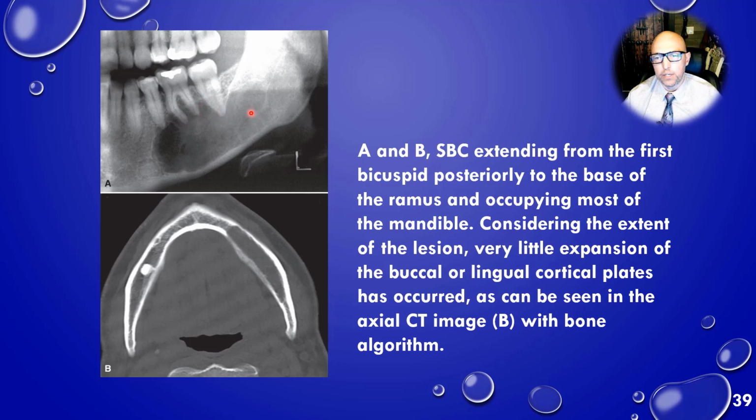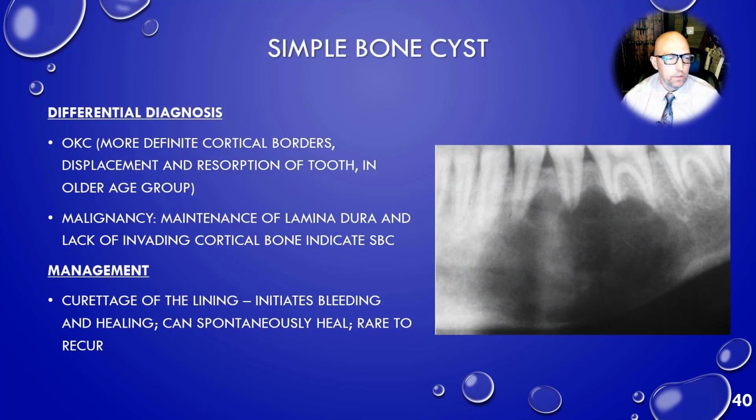Harder to differentiate that in a panoramic radiograph than it is in a periapical where you have better resolution. You can see that lamina dura better. All right, so we talked about differentiating from an OKC. Look at those borders. A simple bone cyst has more delicate borders. The OKC is the one that has more definite, distinct corticated borders.